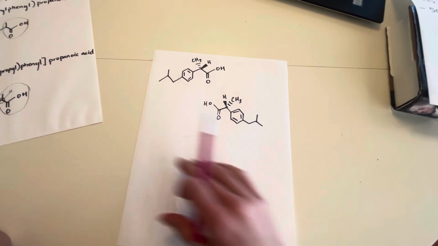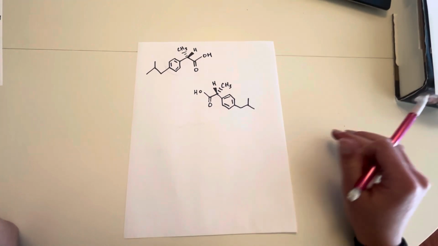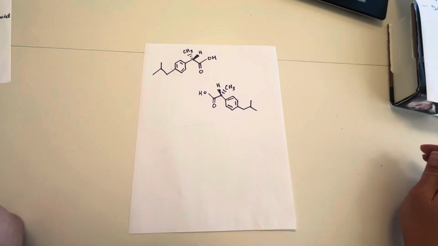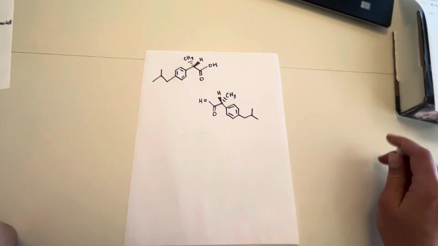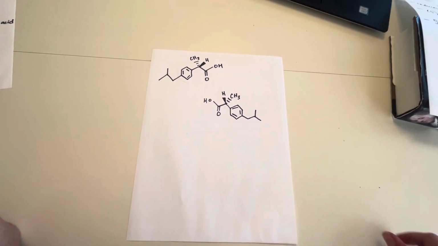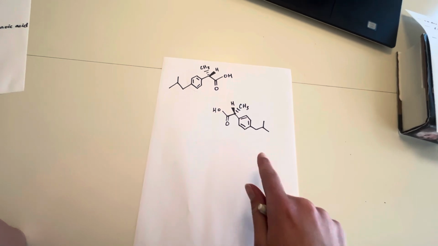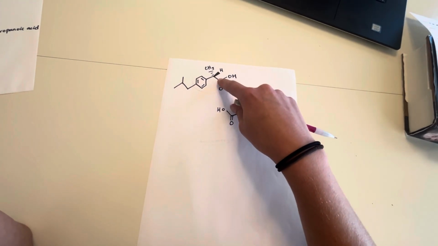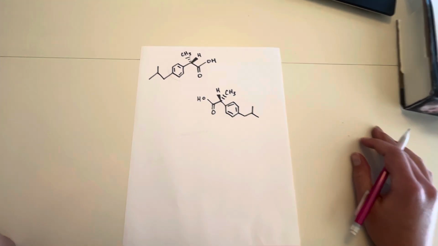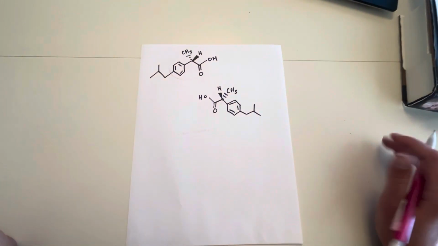Now we want to see if these are just the same molecule or if they have enantiomers. So what I've done is drawn the molecule in its mirror image. So as you can see, these are mirror images to each other. The H is coming out and the CH3 is going back. So let's label the constituent groups.